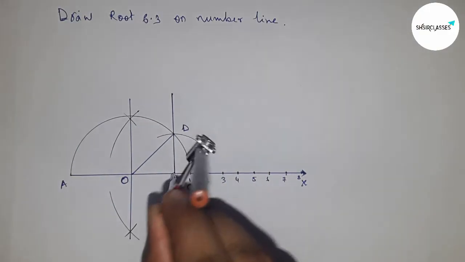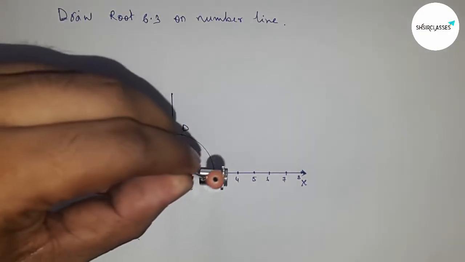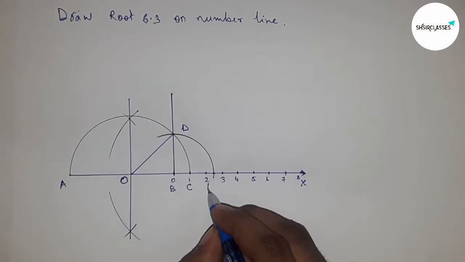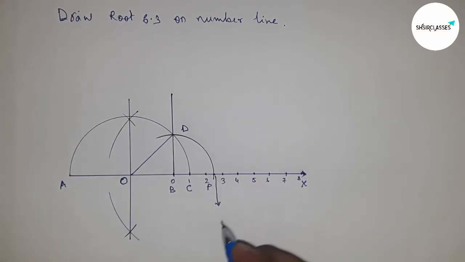And drawing an arc which cuts the number line at a point. This is point P, and this is the representation of root 6.3. So this is root 6.3.